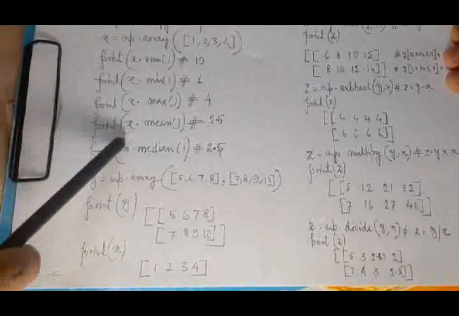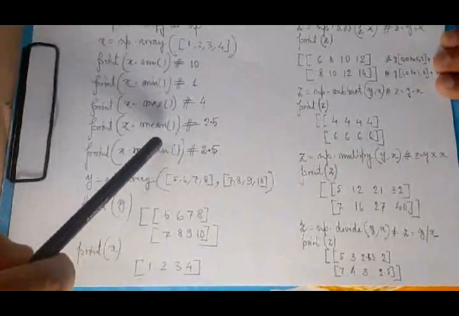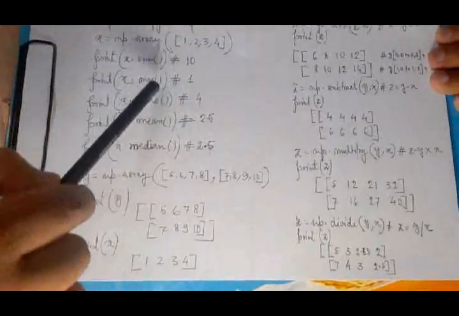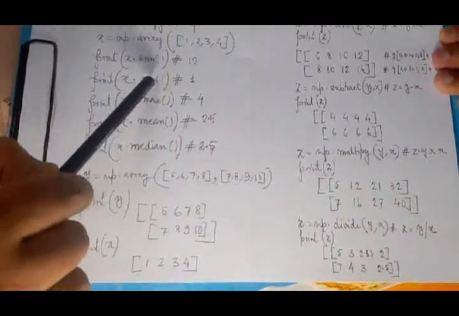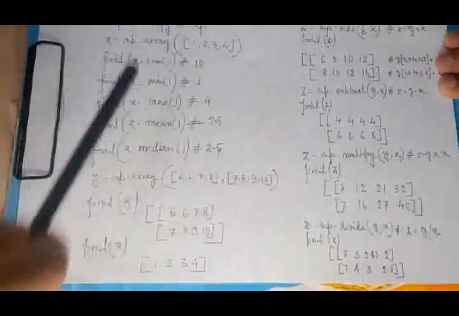So median of the x array, mean of the x array, max, minimum, maximum, sum of the x array. The outputs will be these.